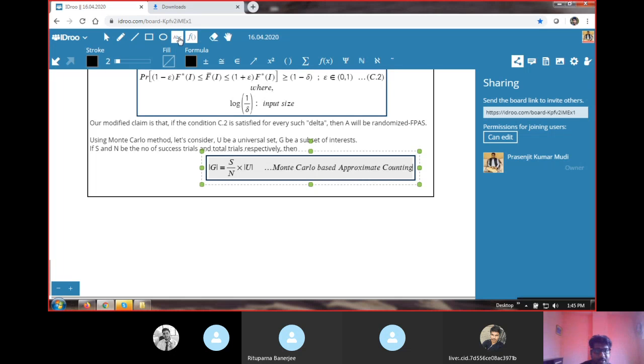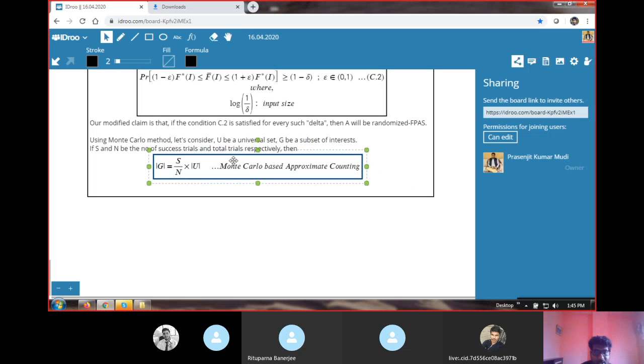Now our claim is whether we can get an algorithm which is a randomized FPAS. So let's go for it. We have to prove that if this condition C2 is satisfied, the computational time will follow a polynomial time function of problem instance n, 1 by epsilon and log of 1 by delta in this case. Okay.